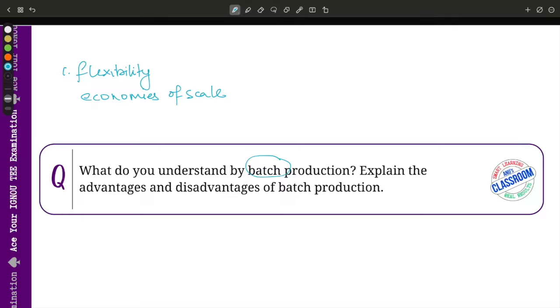So, in short, batch production does offer a flexible and cost efficient method for producing similar products in lots, but it requires careful scheduling and inventory management to avoid any sort of inefficiencies.